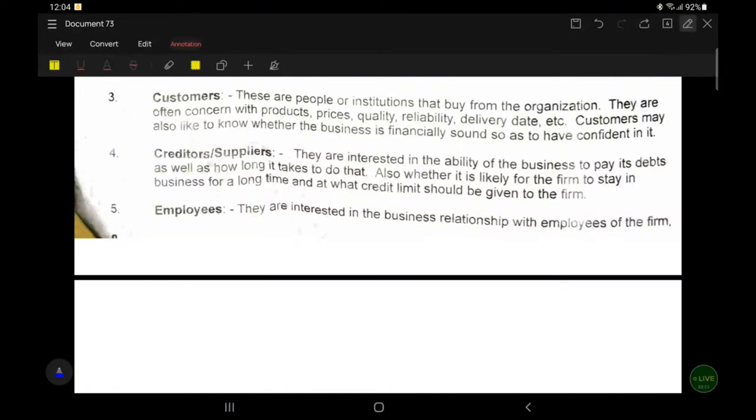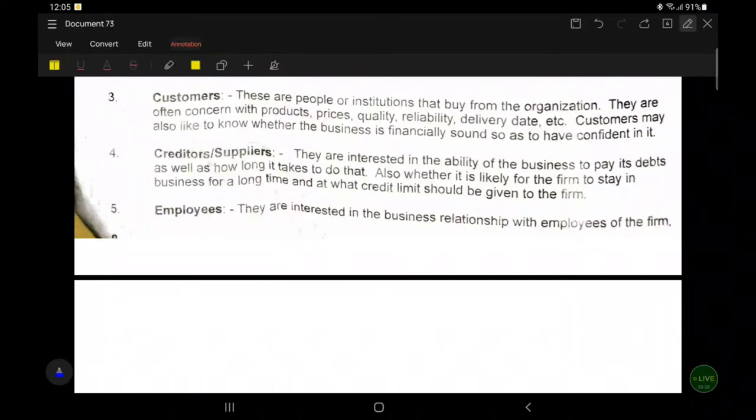They also need the accounting information to know whether the business can consistently provide them the kind of service with respect to their product, the prices, the quality, reliability, and delivery. Is that okay? So these are the things customers might also need in order to make their preparation with regards to their area of business. And we also have what we call creditors or suppliers.